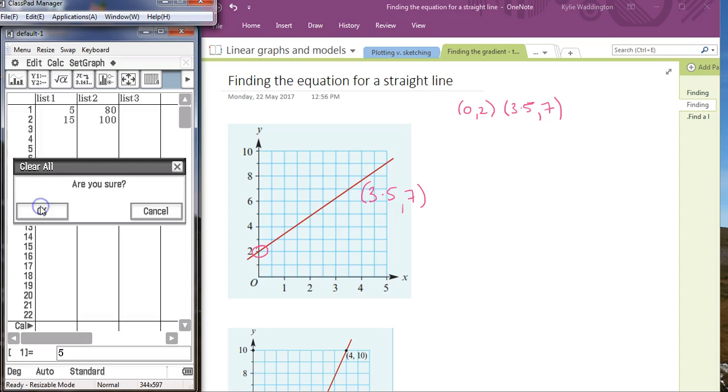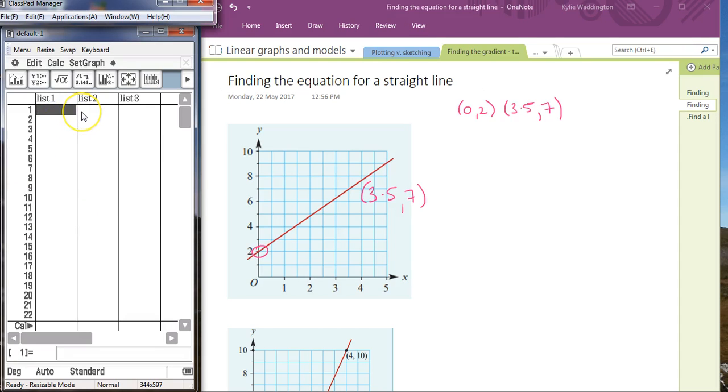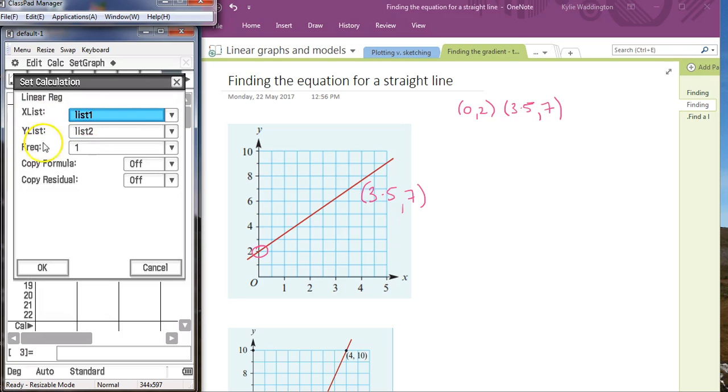We clear all just so that it's ready to go, and we enter our coordinates in, making sure that the coordinates that are together are actually together. So in this instance, we've got 0, 2, and we've got 3.5, 7. List 1 is our x values, list 2 is our y values. We go into calc, regression, linear regression, x values in list 1, y values in list 2. We're going to have the calculator make the formula for us, so we don't even have to substitute anything in.